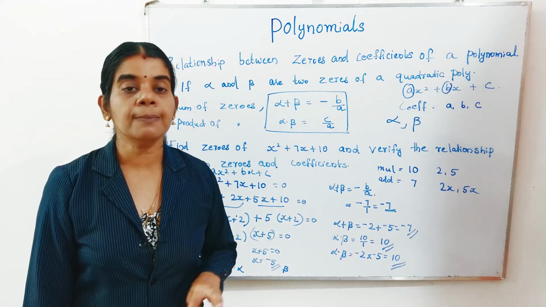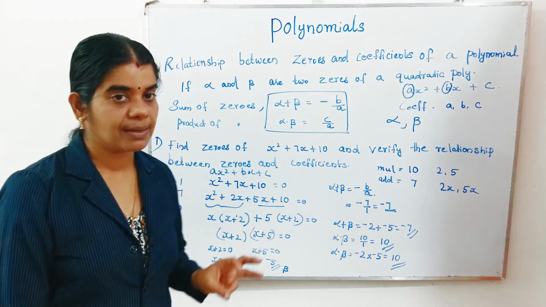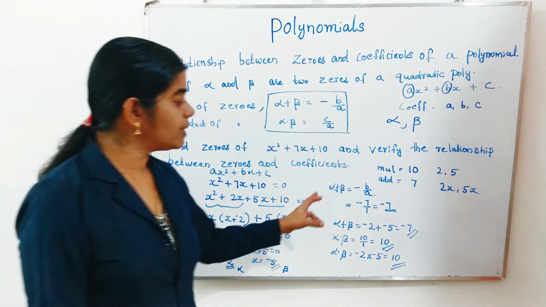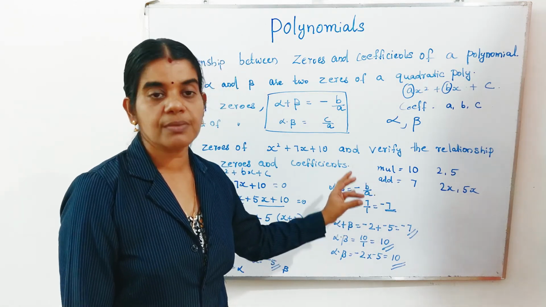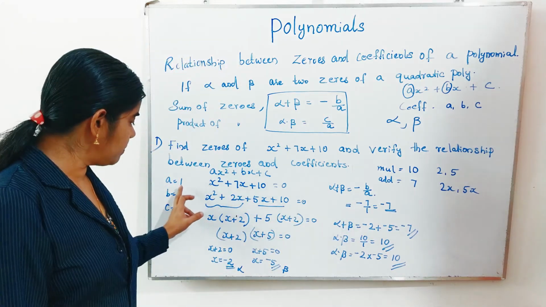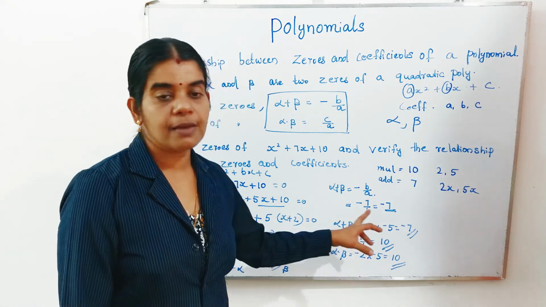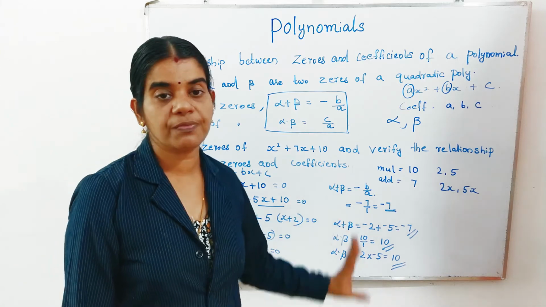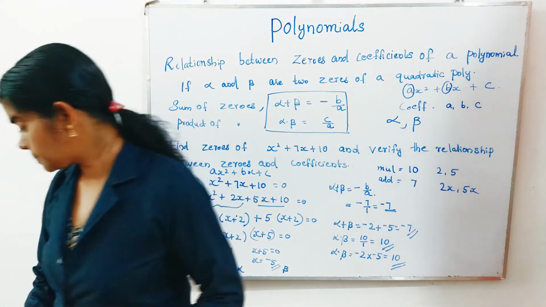First you want to find the quadratic polynomial zeros by the splitting the middle term method. Then we find alpha and beta. Then the formula: alpha plus beta is equal to the sum of the zeros, that formula is minus b by a. First you want to find out a, b, c. Then you get minus b by a. Alpha into beta means c by a. Then using this alpha and beta, you also verify. This much you want to do. We can discuss one more question.